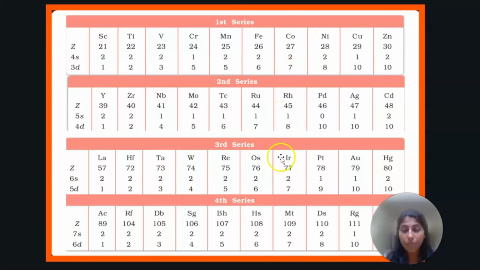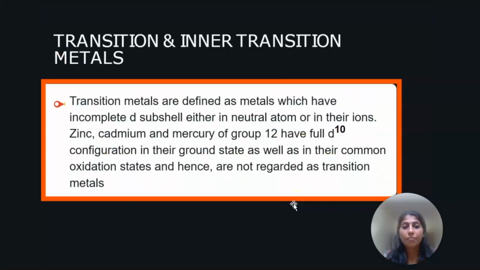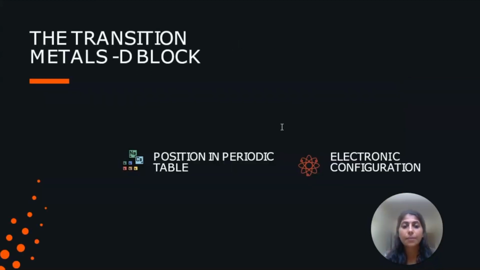These are the 4 series of transition elements: the 3d series from scandium to zinc, 4d series from yttrium to cadmium, the 5d series from lanthanum and hafnium to mercury, and the 6d series actinium and rutherfordium to copernicium. The transition metals are defined as the metals which have incomplete d subshell either in their neutral atom or in their ions. But in group 12, zinc, cadmium and mercury have fully filled d10 configuration and are not regarded as transition metals.